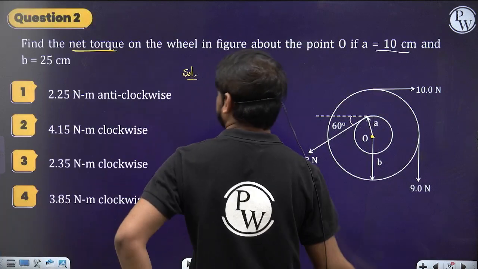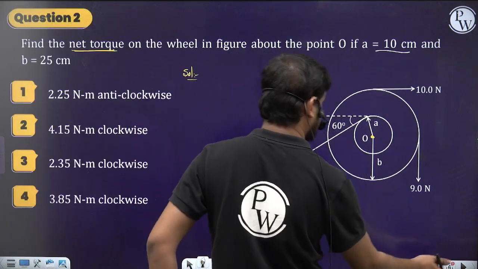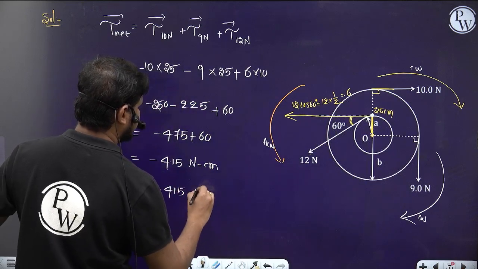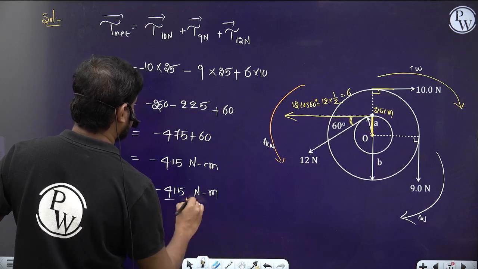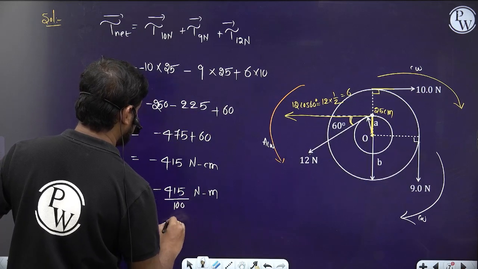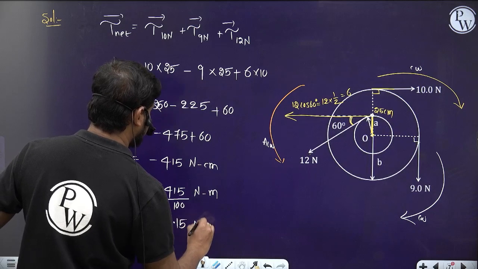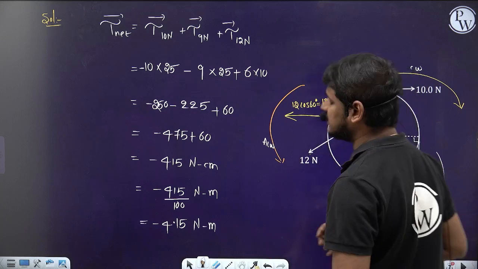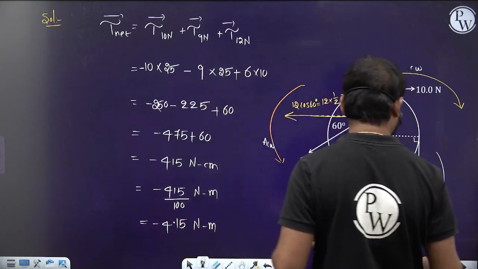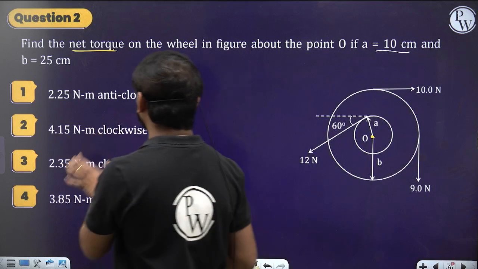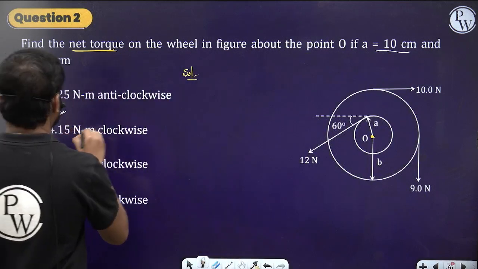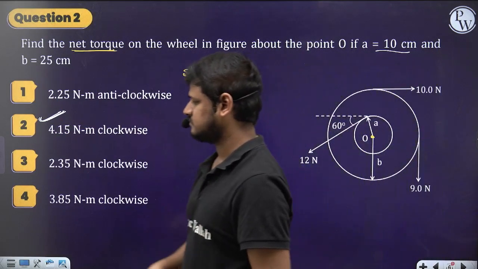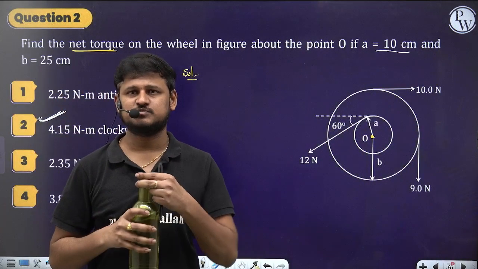Check the options. Is it in centimeters or meters? It is in meters. So convert it to Newton meters, so divide by 100, yes? Which is minus 4.15 Newton meters. What does this minus indicate? The minus indicates that the net torque is clockwise. So 4.15 Newton meters clockwise. Understood guys? Clear? Everyone? Done? Let's move further.